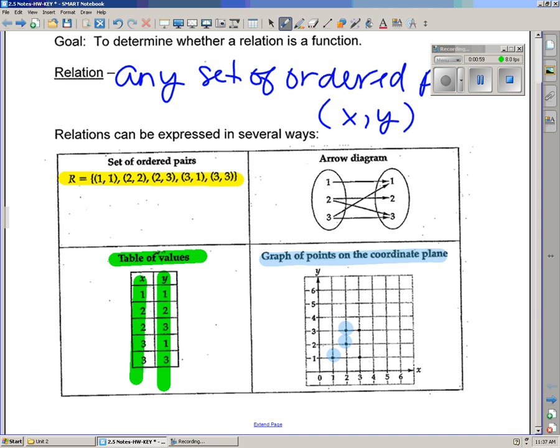And you can also show a relation using an arrow diagram, which is this one right here. The arrow diagram just says I've got point 1 in my x column pointing to point 1 in my y column. 2 can be paired with the 2, that's the ordered pair (2, 2). 2 can be paired with the 3, that's (2, 3). So arrow diagrams are basically x, y's as well. It's a different way to see it.